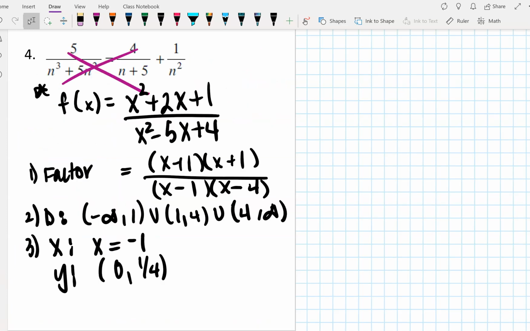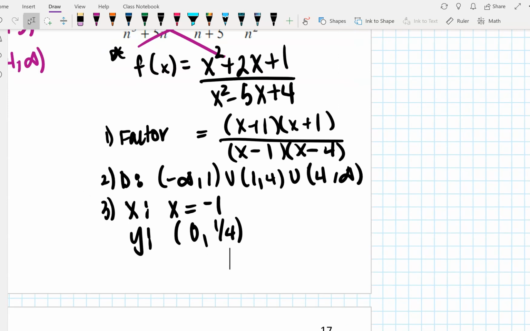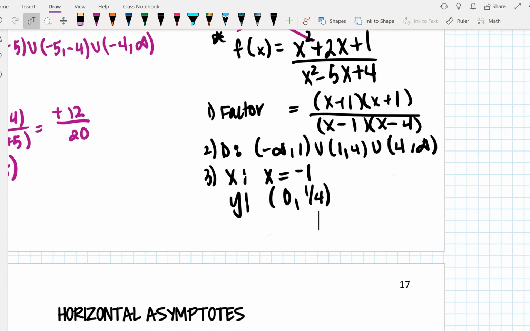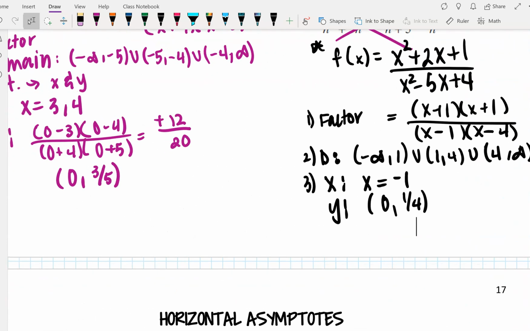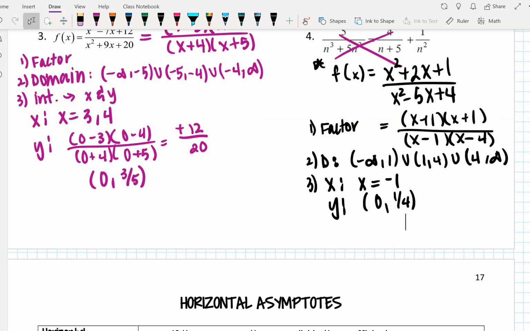All right, so when you factor, you should get x plus 1 times x plus 1, and x minus 1 times x minus 4. Then you have your domain, what x can't equal. So x can't equal 1 or 4. So negative infinity to 1, 1 to 4, and 4 to infinity. So then your x-intercept is -1 and your y-intercept is 1/4. Okay, so just let me know if you have any questions. Check your work, and we're going to scroll down and talk about horizontal asymptotes.